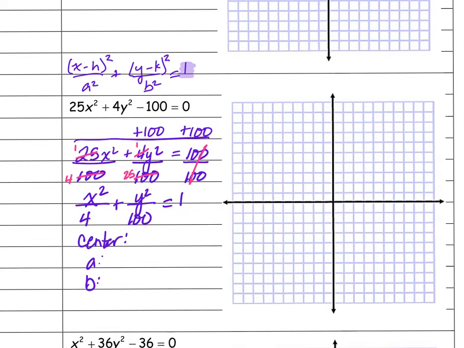Oh, I totally wrote that wrong, didn't I? I said 25 and I wrote 100. Okay, so let me fix that. That should be 25. Great. Okay, now we should be in standard form.